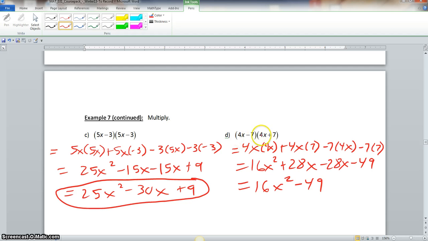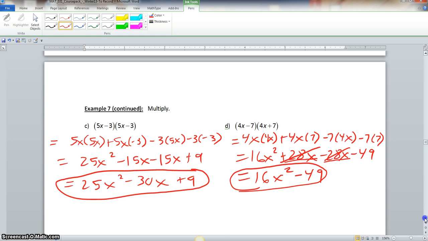Okay, D, we would take 4x times 4x, and then we would take 4x times 7. Then we'd take a minus 7 times 4x and a minus 7 times 7. 4x times 4x is 16x squared. 4x times 7 is 28x. A minus 7 times 4x is a minus 28x, and a minus 7 times 7 is minus 49. So we have 16x squared. The 28x and the minus 28x will simplify each other out to 0, minus 49. So we have 16x squared minus 49.